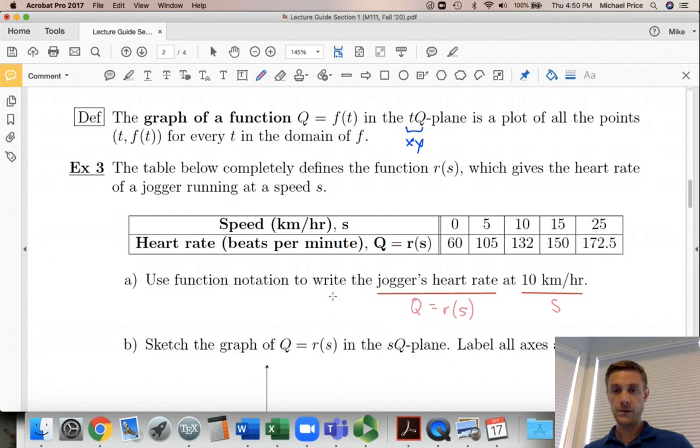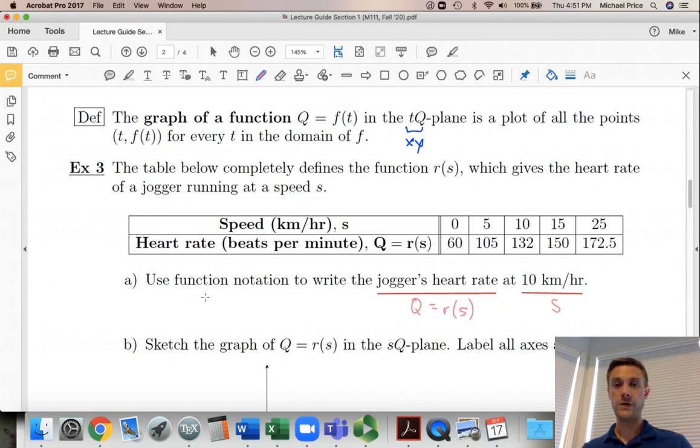And yeah, so we're supposed to use function notation, and basically all we're doing is kind of chopping away at the words here and replacing them with math. I mentioned in the last video, one of the most important strategies that I can think of in mathematics is substitution, the ability to replace one thing with something else. That works for words here too, for definitions, for variables. So whenever we see jogger's heart rate, we should be just as correct writing either Q, which is the output variable, or R of S, which is the function notation way to write that output.